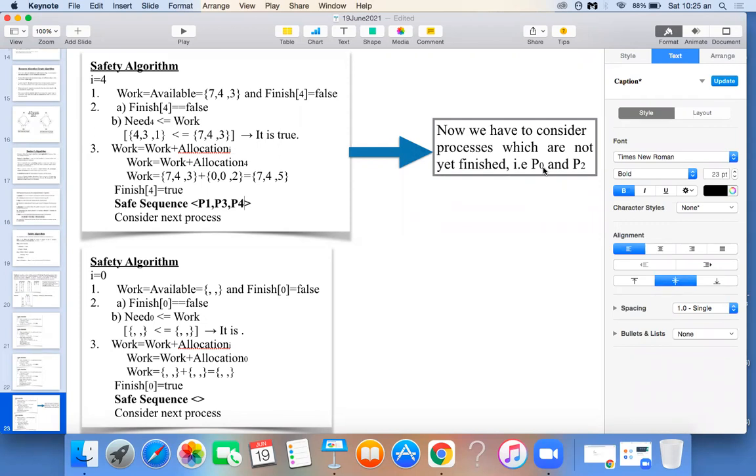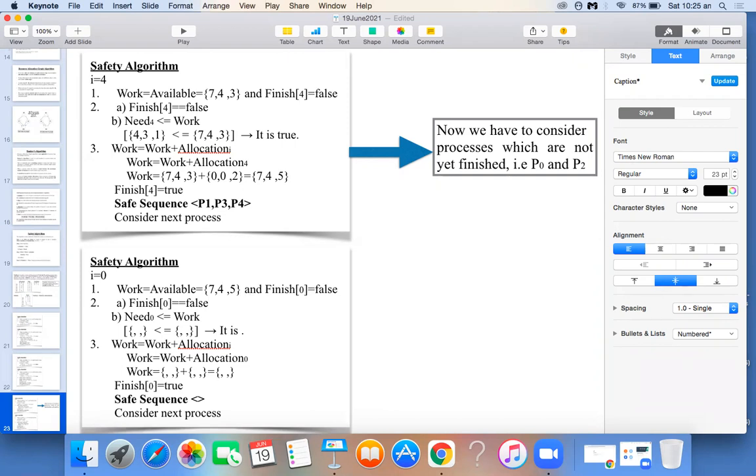Say yes or no. Yes, sir. Okay, so I will consider process P2 now because these two are remaining. So once again apply your safety algorithm. I is equal to 0. What is your work value now? 7, 4, 5. Correct. So please take down 7, 4 and 5 and make finish of 0 equal to false initially.